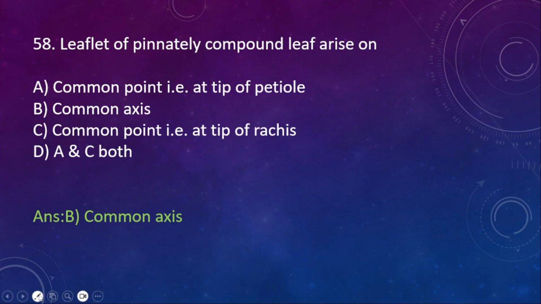Pinnately compound in the sense this is the rachis. Common point that is at the tip of petiole, if only the tip of petiole is involved, it is said to be palmately, not pinnately. In pinnately, what happens is a common axis will be there. In this common axis there will be arising of leaflets. Each leaflet is now said to be a leaf. This one leaf, this one leaf, this one leaf, like that. So here this is the common axis and this common axis is said to be rachis.